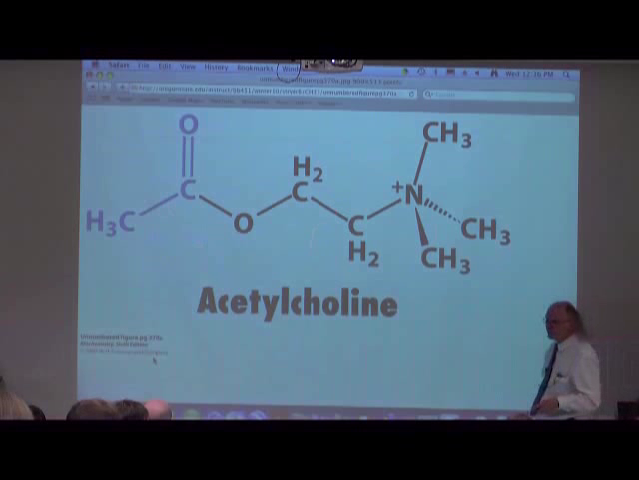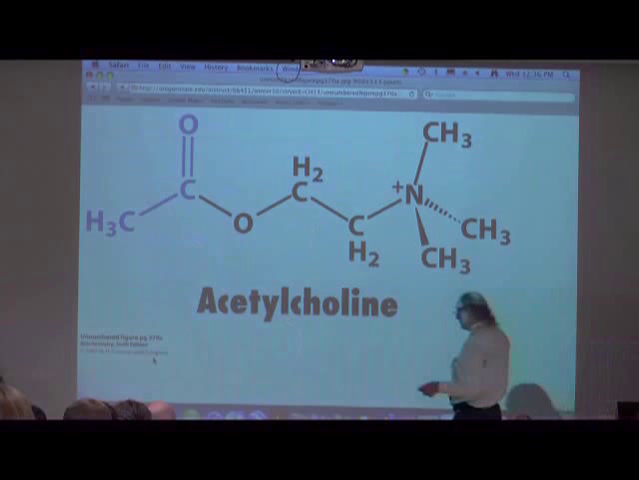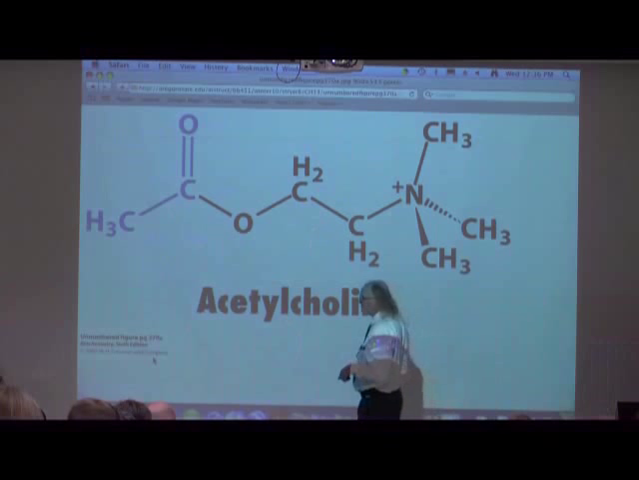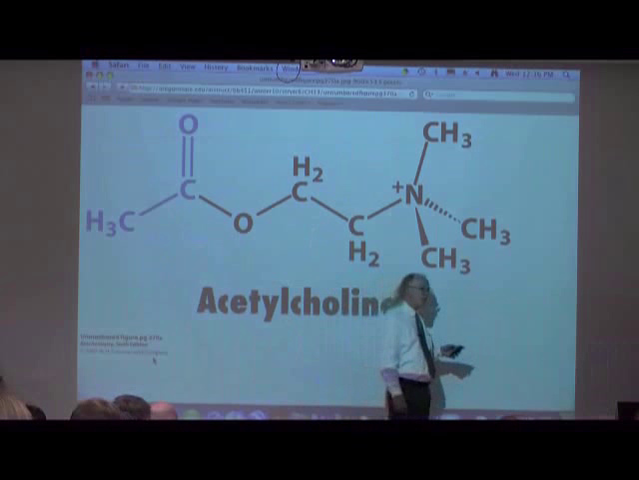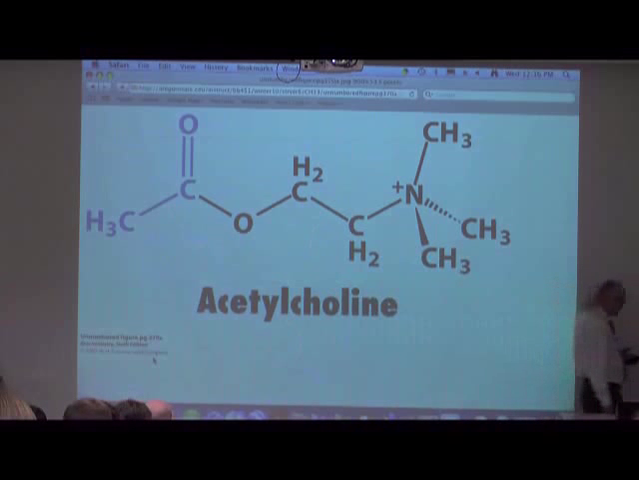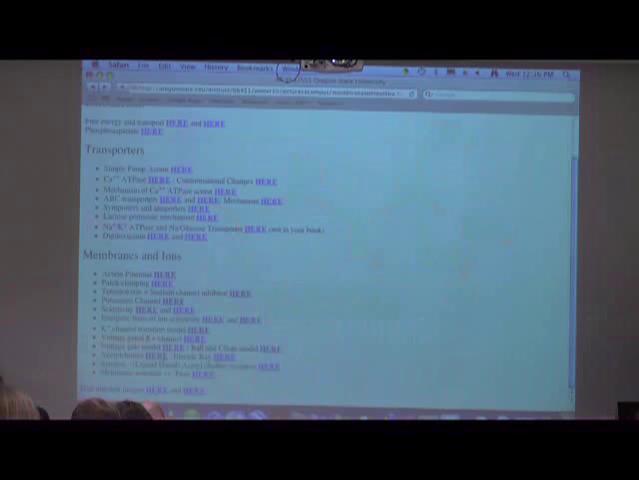Acetylcholine is a very common one. The type of neurotransmitter depends upon the type of nerve cell, and your brain uses a whole bunch of different neurotransmitters for communicating information. You don't need to worry about the structure again, but you should know acetylcholine is a neurotransmitter.